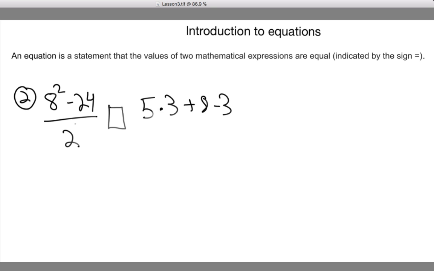Let's start off doing PEMDAS again on this side. First we have to solve parentheses, and we don't have any. We go on to exponents since we have 8 squared. 8 squared is the same thing as 8 times 8, which is 64. We write 64 minus 24 over 2 and draw a little box again over here. Let's do our PEMDAS again. We have no parentheses and no exponents, so now let's look for multiplication and division. We see we have 5 times 3, that's our first one. We solve that straight out the gate, giving us 15 plus 8 minus 3.